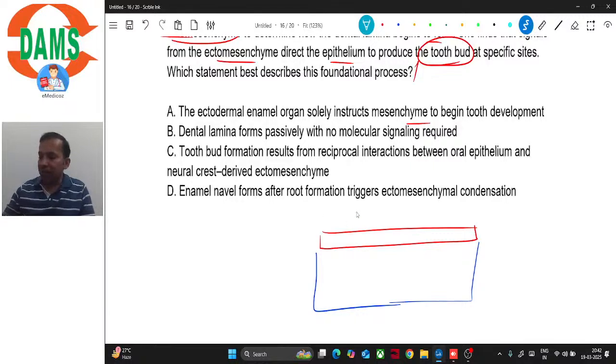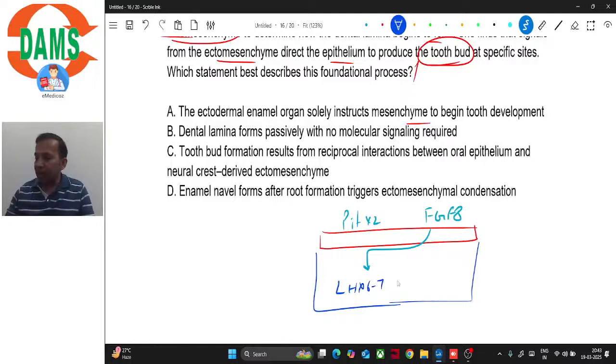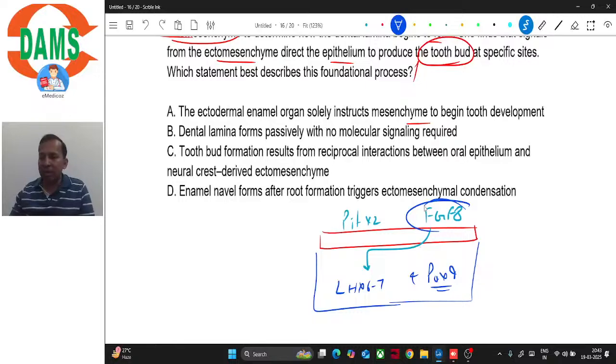So epithelium produces Pitx2 and FGF8, whereas in response to FGF8, in the ectomesenchyme, LHX6 and 7 are produced, and what else is produced? PAX9. So that is how the oral axis is established, and that is how the tooth bud initiation also takes place, right? So basically there is an interaction between the epithelium and the ectomesenchyme, and there are several other growth factors as well, isn't it?